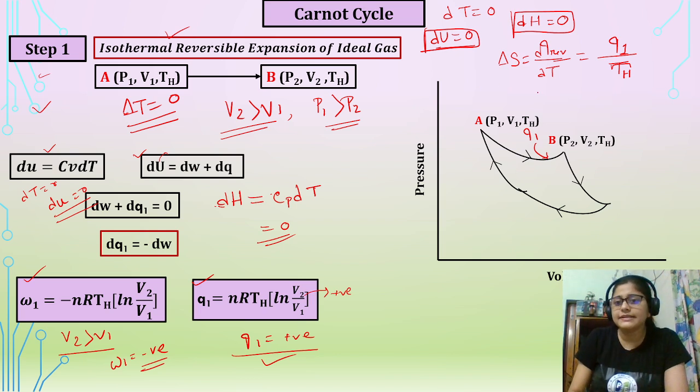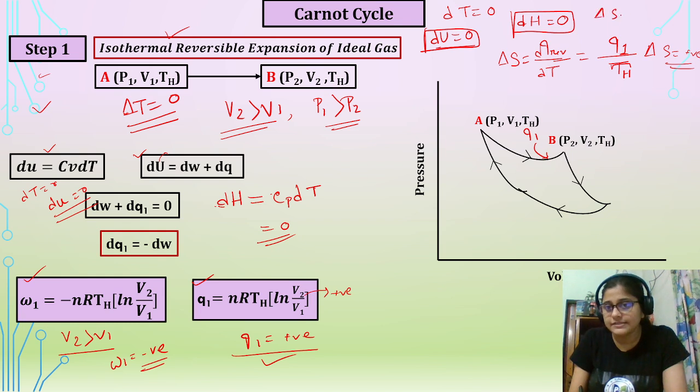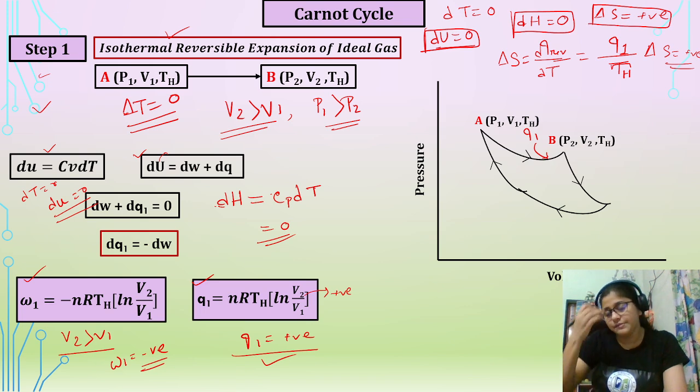And here, as Q1 is positive, delta S also will be positive. When I show you how we can represent the graphs for entropy versus T or something like that, we will understand it in a better way. But please make sure that you understood till here. Because we are just taking what the system is, what the process is, and after that we are just concluding what will be for this process.